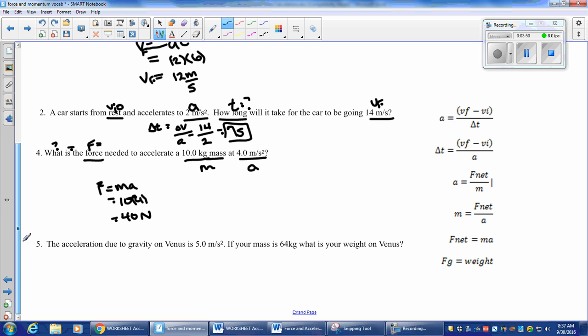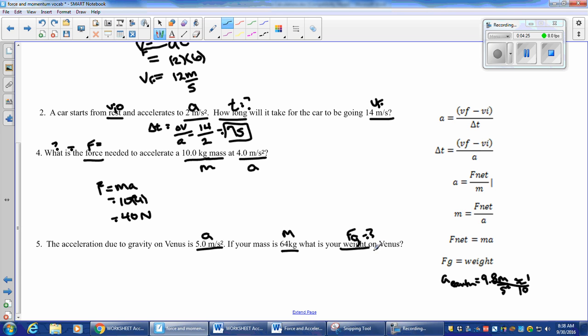The acceleration due to gravity on Venus is 5 meters per second squared. So this is our acceleration due to gravity on Venus. On Earth, do you remember what it was? Acceleration on Earth is 9.8 meters per second squared. A lot of times in this class, we're going to just say it's about 10 meters per second squared. If your mass is 64 kilograms, so that's our mass, what is your weight? Remember, what's the other word for weight? Force gravitational, right?